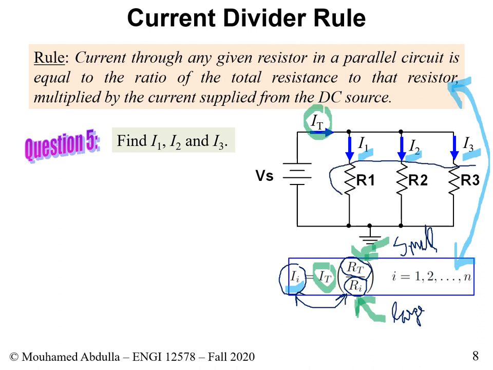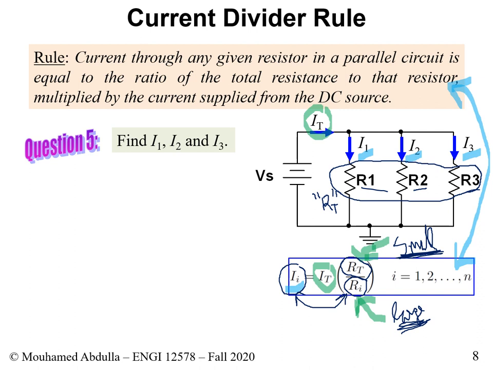No, because when we talk of a parallel circuit, the total resistance will be smaller than the smallest resistor, right? If I take these three resistors together, and I call it RT, R total, this one here will be smaller than the smallest of these three resistors. So that's why the top will always be a small resistance value, and in the bottom you will have a large resistance value. And this ratio will give you the current that is flowing through the resistor. Okay, and that's the trick.